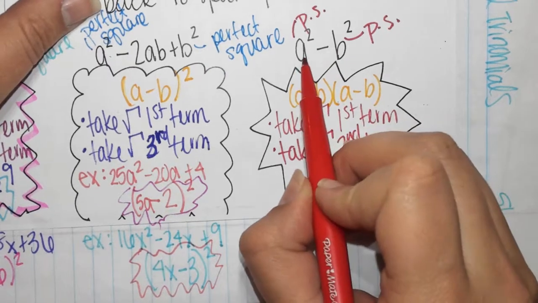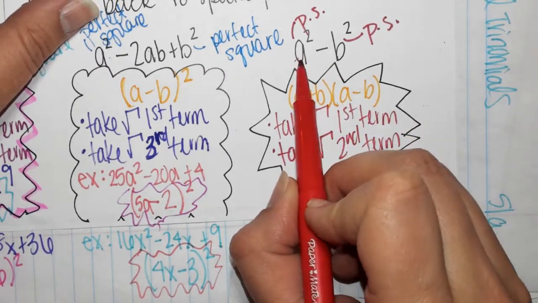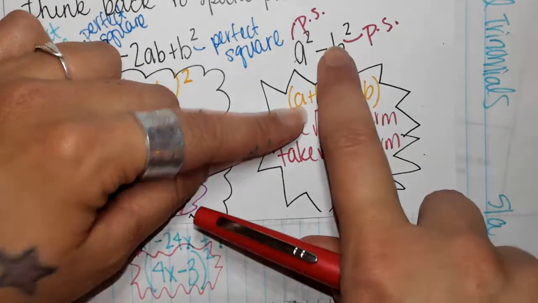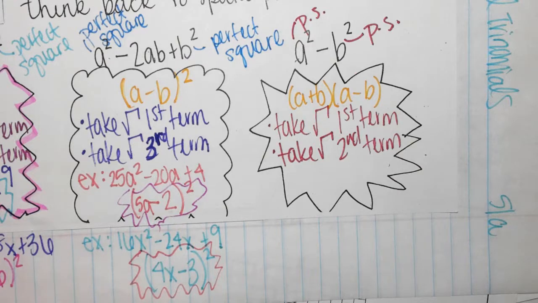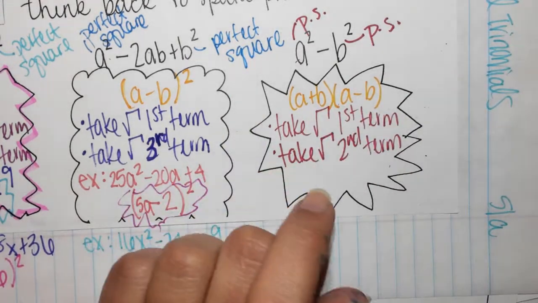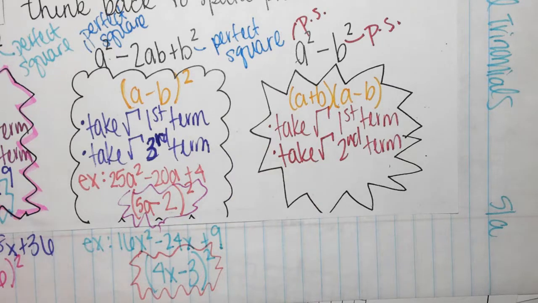So, our first term is a squared. What's the square root of a squared? A. So, we put an a here and an a here. Our second term is b squared. What's the square root of b squared? B. So, we put a b here and a b here. Is everybody with me? Because we don't have 3, right?